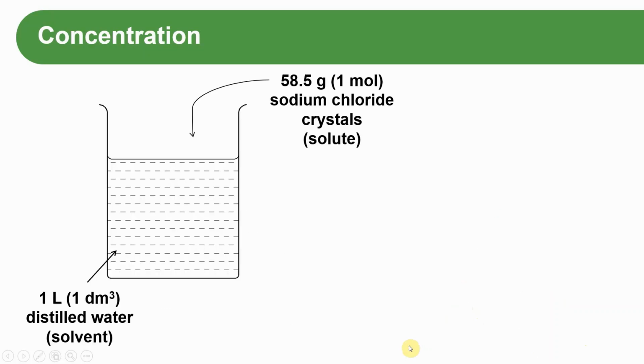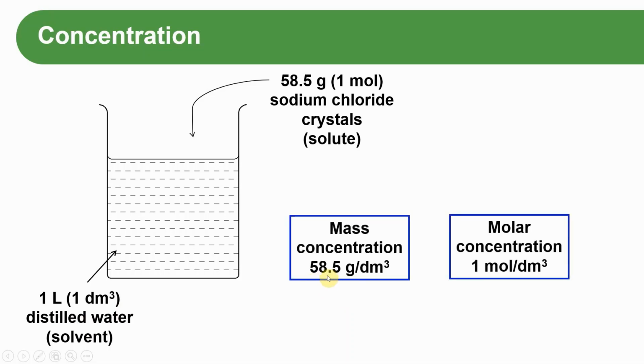Here we have an example. We have 58.5 gram of sodium chloride crystals, which is our table salt, dissolved in 1 liter of water, or 1 dm cube of water. And you produce a concentration of 58.5 gram per dm cube, or we can say 58.5 gram is similar to 1 mole. So it is also equivalent to 1 mole per dm cube. Here we have two types of concentration. One is by mass, the other is by mole, and the units are according to gram and mole.